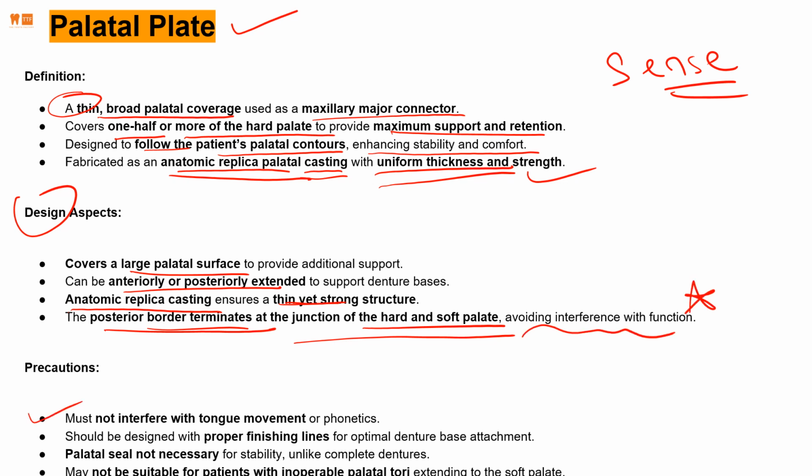Precautions? Should not interfere. It should have a proper finish line. And palatal seal, not for stability, unlike a complete denture. So we don't need a seal, but it just needs to be at the posterior border, maximum. And may not be suitable for patients with inoperable tori.